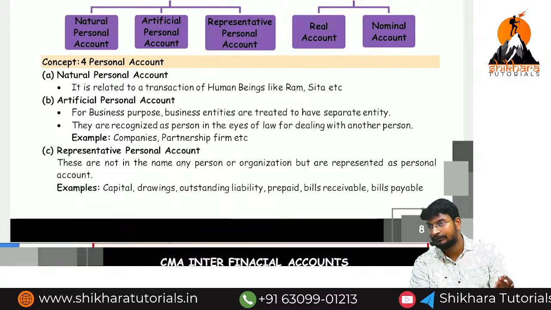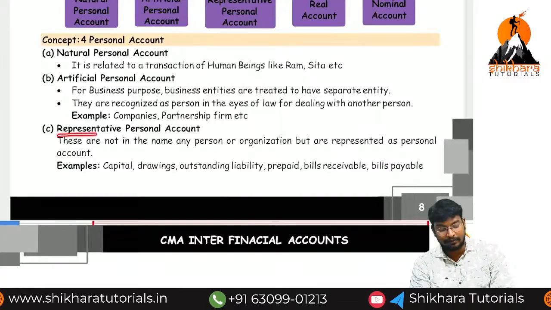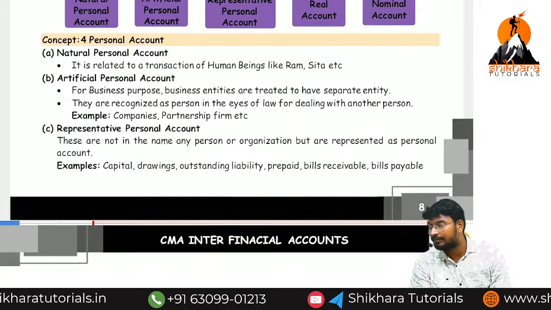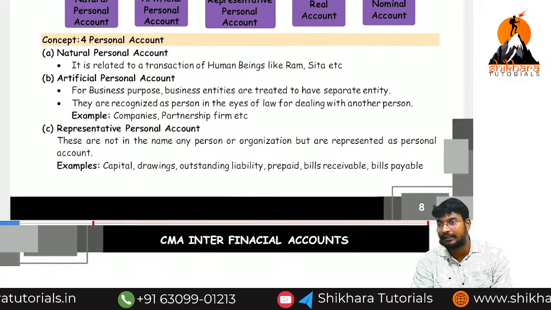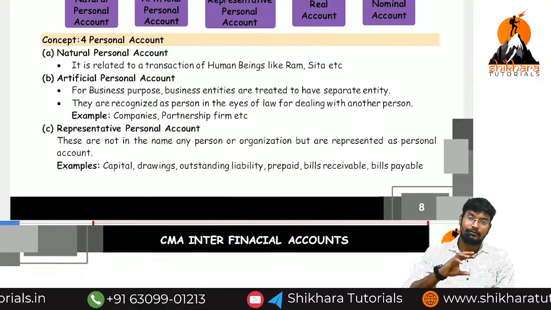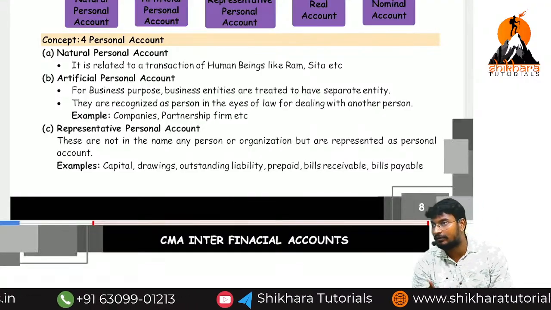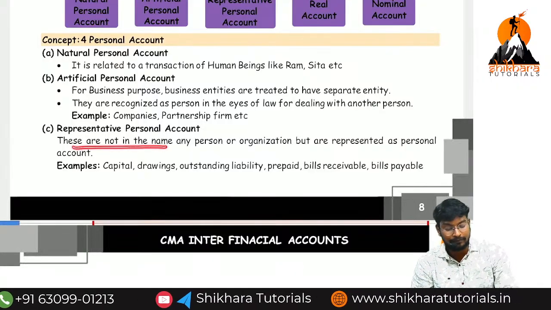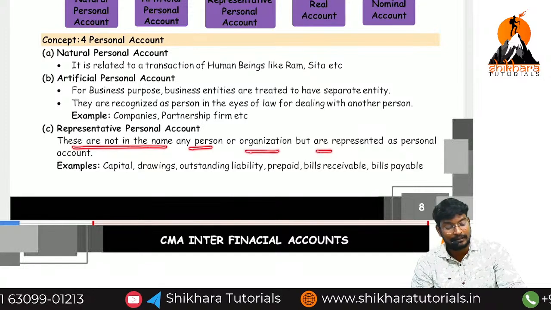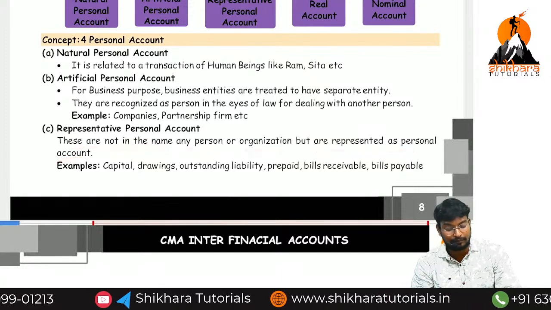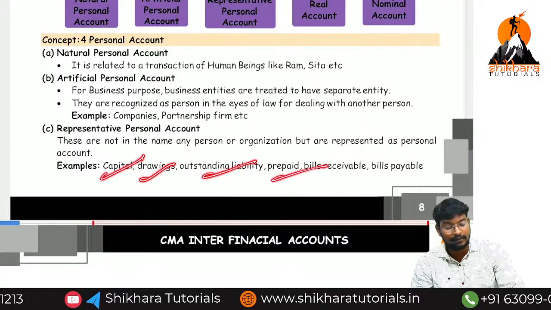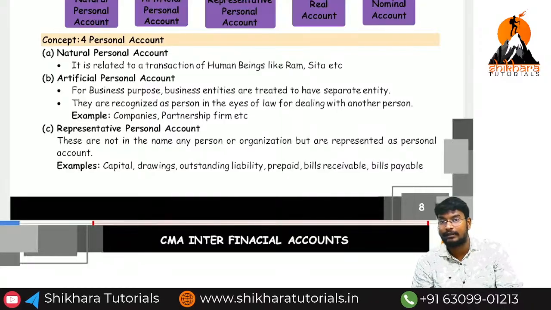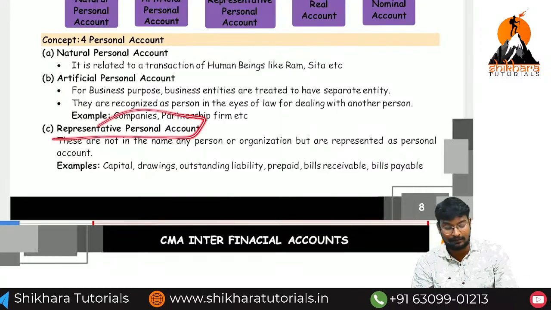Companies, banks. Next, representative personal account means capital, drawings, outstanding expenses, prepaid expenses. These are all called representative personal. We are using one account instead of another account, which is called a representative personal account. These are not the name of any person or organization, but they represent a personal account. Example: capital, drawings, outstanding, prepaid, bills receivable, bills payable.